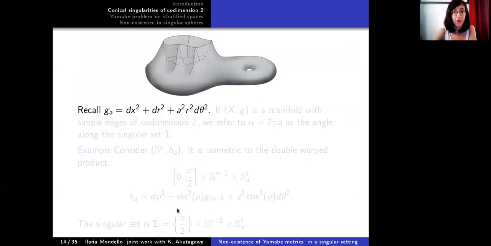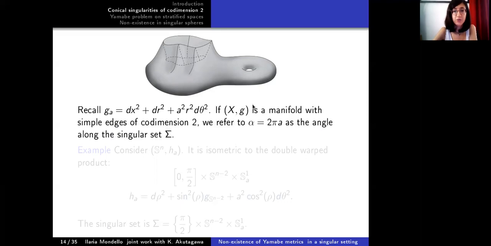This is exactly the translation of this picture that we have seen before. At a point here of the singular curve, you find a tubular neighborhood, which is of the form of an interval cross a cone. And you want that the metric, when you get close to the singular set, gets close to this model metric that gives an angle 2πa to this singular curve. So in general, if you use this definition, you have a well-defined angle along the codimension 2 singularity, and this angle is given by 2πa, where a is the parameter here in the model metric.